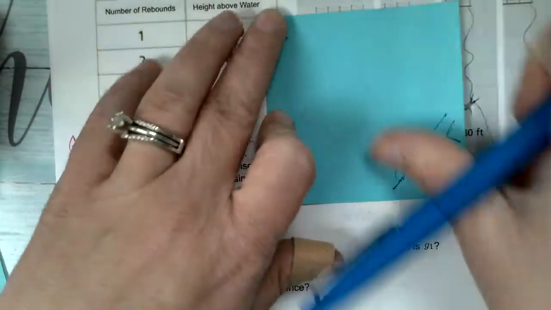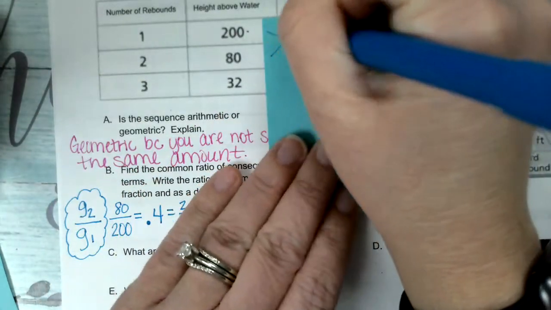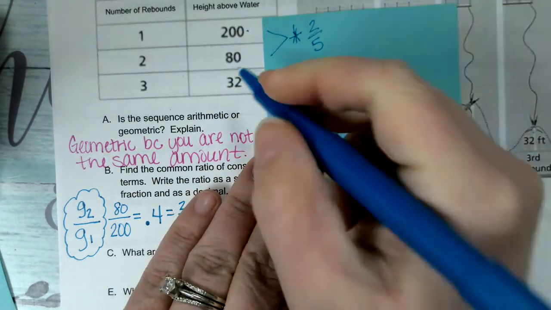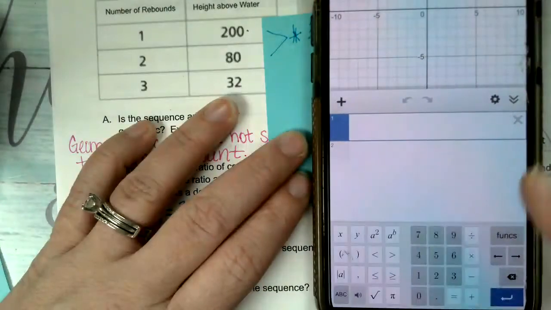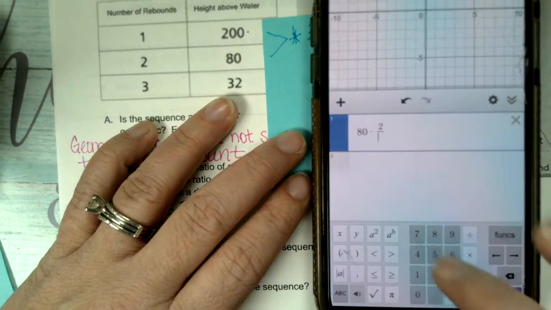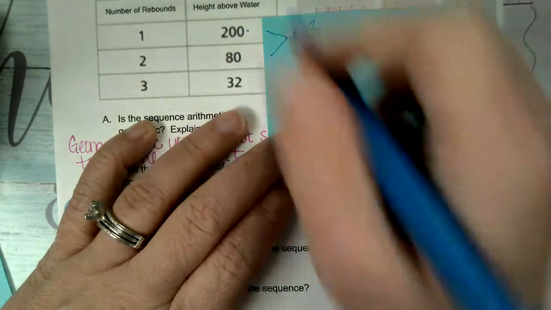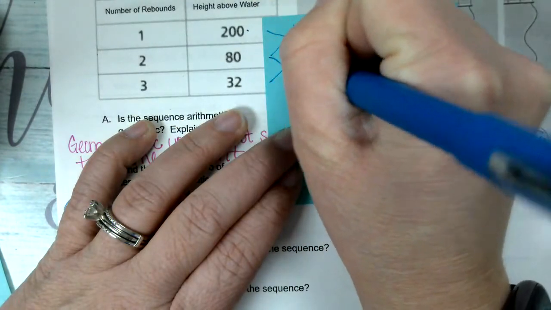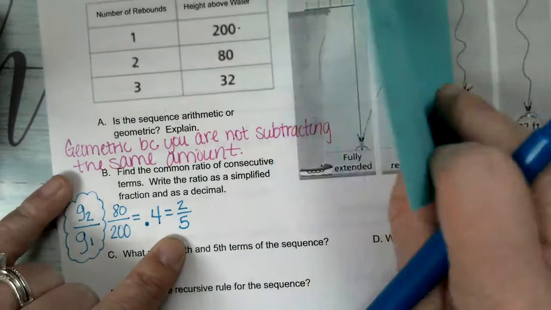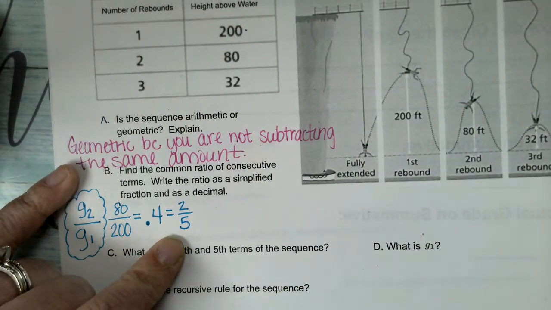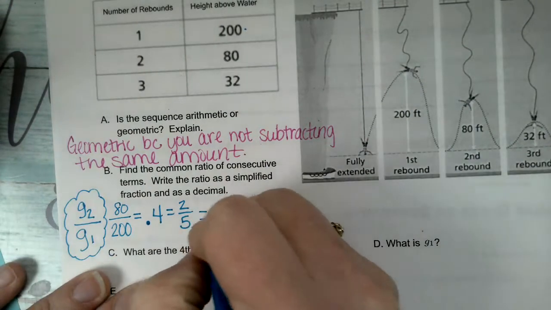If you take 200 and multiply it by 2/5, you should get 80. If you take 80 and multiply it by 2/5, you should get 32. So as I do this, 80 times 2/5, that is 32. So I am proving that it is geometric because it's multiplying by the same number each time. That number is your common ratio. It's also known as your R.